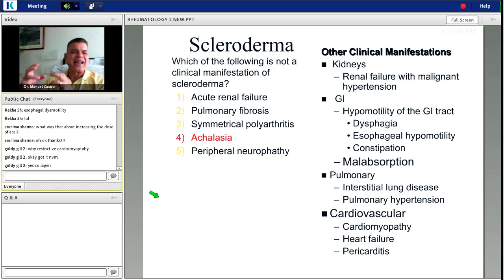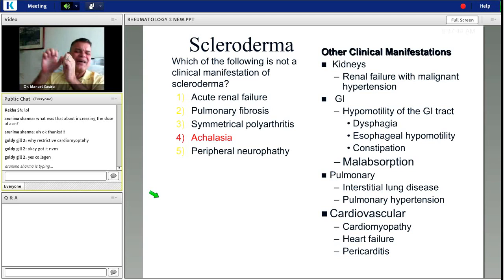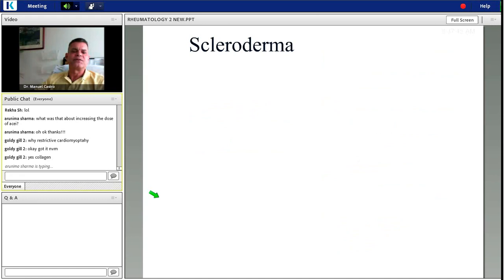Yes, collagen and fiber deposition. That's what occurs everywhere. That's what occurs in the hands, right? All that collagen and fiber, and the skin becomes thick and tight. The same thing happens all over the body, okay? And so that's what causes this problem in these patients. Now, let's look here.